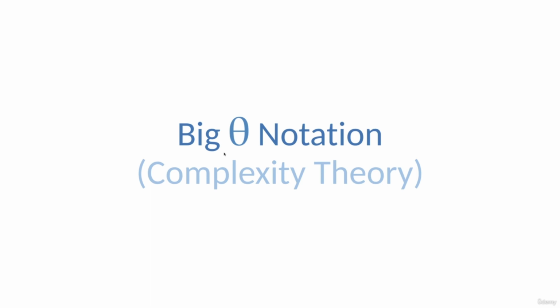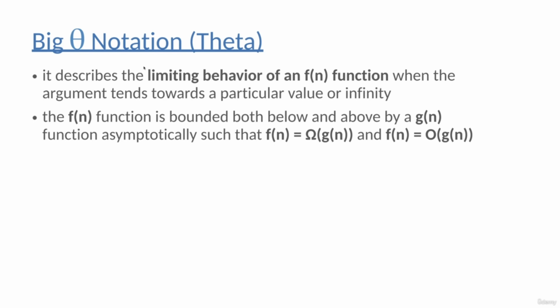In this lecture, finally, we are going to talk about the big Theta notation. First of all, it describes the limiting behavior of a function when the argument tends towards a particular value or infinity. And of course, again, the f(n) function defines the running time of the algorithm with respect to the n input size. What's crucial is that the f(n) function is bounded both below and above by a g(n) function asymptotically, such that f(n) equals Omega(g(n)) and f(n) equals O(g(n)).